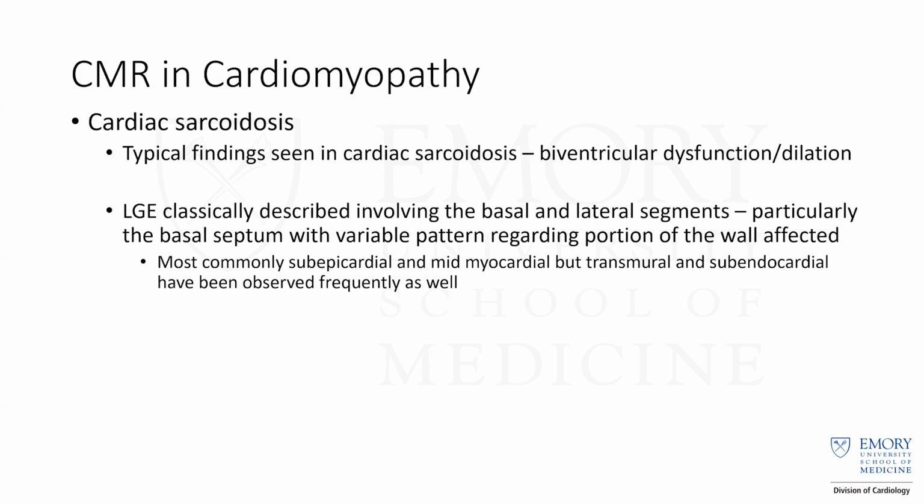Sarcoid, so typical findings you would expect to see in sarcoidosis: biventricular dysfunction, dilation. With gadolinium enhancement in sarcoid, what we're looking for specifically is these basal and lateral segments, particularly the septum, which is really not a specific subendocardial or subepicardial pattern. We'll often see it at the RV insertion site, and it's usually subepicardial extending out, but it can be variable as well. It can be transmural, it can be subendocardial. It's hard to say. So in sarcoid, the gadolinium alone is not necessarily helpful to say this is sarcoid. You have to put together the patient's other clinical picture, what their lung findings are, and put all those things together to point towards cardiac sarcoid.